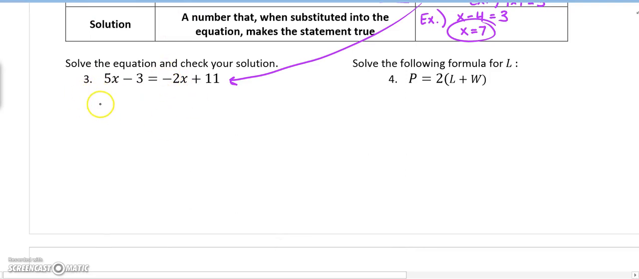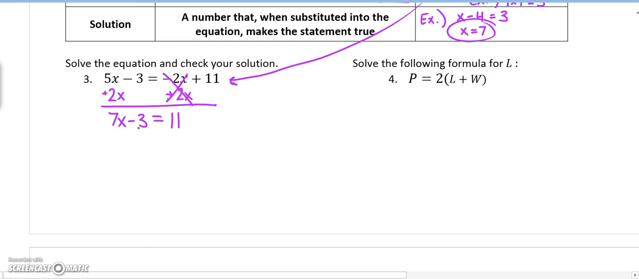I like to keep my variable on the left side. So I'm going to move this negative 2x to the other side. And since it's negative, in order to move it, I need to get rid of it from this side. And the only way to get rid of subtraction is with addition. So negative 2x plus 2x, that's 0. So now I'm left with nothing here but the plus 11. But over here, 5x plus 2x, that's going to give me 7x.